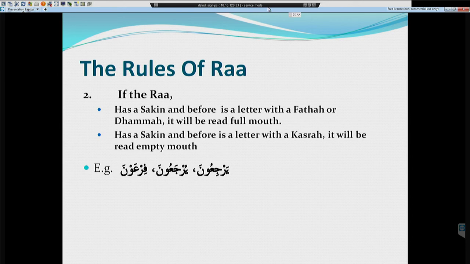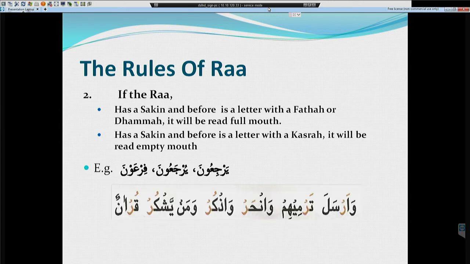But the ra is very special. So the ra is going to be full mouth only if and when, and now there's 3 scenarios with that as well. But this scenario we're talking about was a sakin. Before it, if there's a kasra, it's going to be empty mouth. So it's not fir'auna, it's fir'auna. These are some examples for each one.